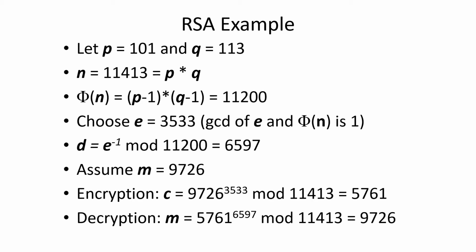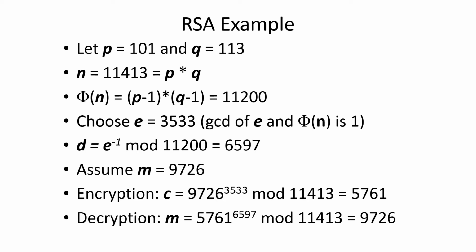Now I can figure out the totient of N by multiplying P minus 1, which is 100, times Q minus 1, which is 112, so I get 11,200. Okay. Then I choose E to be this number, 3533, which happens to have no common factors with it. The greatest common divisor between E and 11,200 is 1. Okay, so now I've got E. Then I find the mathematical inverse of that. Well, it turns out that the mathematical inverse is 6,597. So there we go.